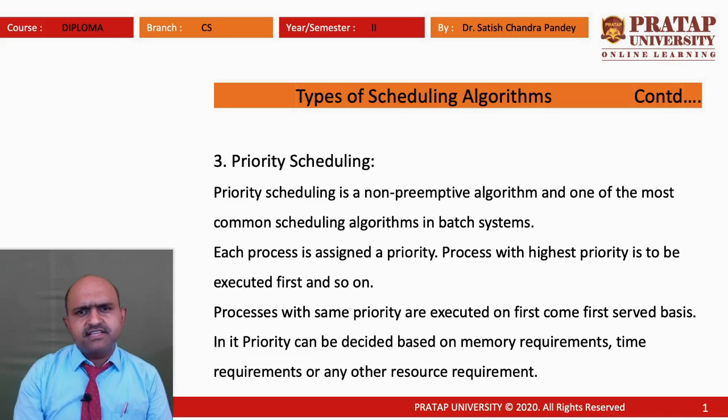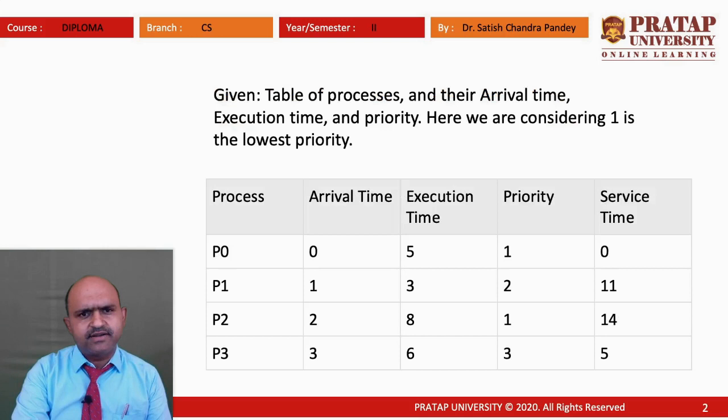Each process is assigned a priority. The process with the highest priority is to be executed first, and so on. Processes with the same priority are executed on a first come first serve basis. Priority can be decided based on memory requirements, time requirements, or any other resource requirement.